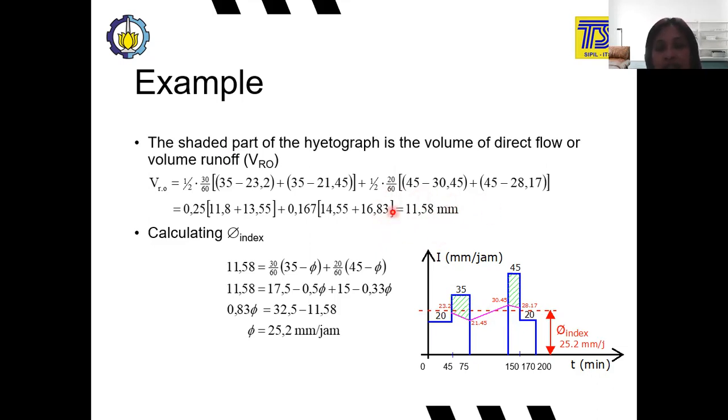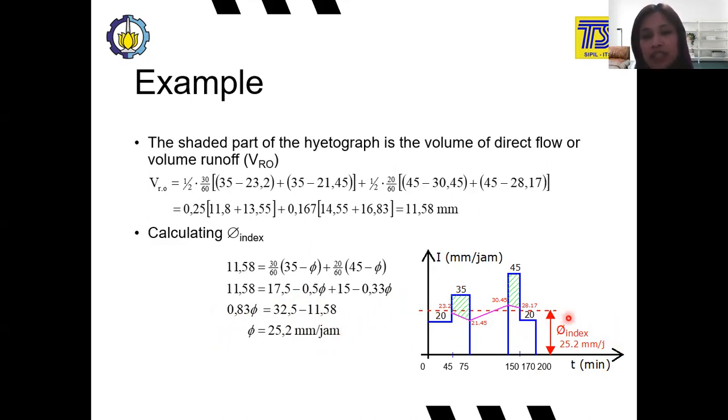From this runoff or this volume runoff, we can calculate the V index by using this equation. 11.58 equals to, here we have 35 minus V index, and here we got this 45 minus V index. And then we can calculate it by using this equation, and then we can know the V index is equal to 25.2 millimeter per hour.